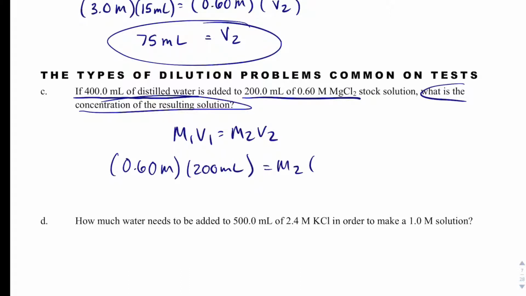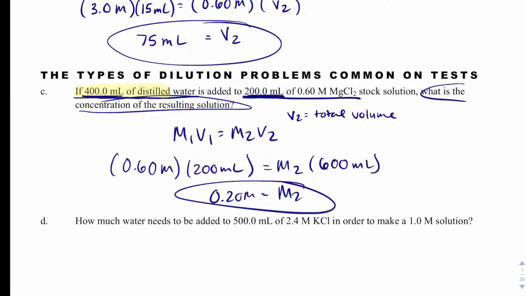And then for V2, a lot of people are going to say that it's 400 milliliters, but it's not, because remember, V2 is the total volume, and the problem says that I have 200 milliliters and I'm adding 400 milliliters, so this is actually 600 milliliters of total volume. So M2 will end up being 0.6 times 200 divided by 600, which is 0.2 molar.